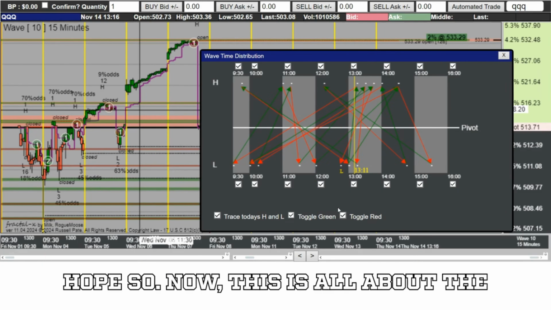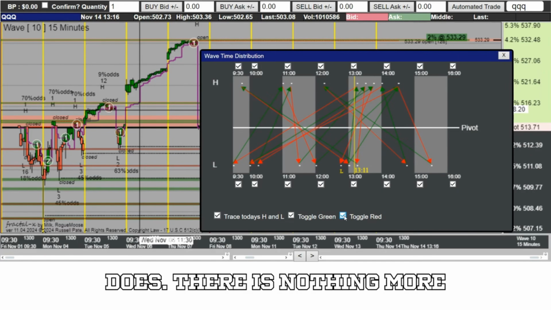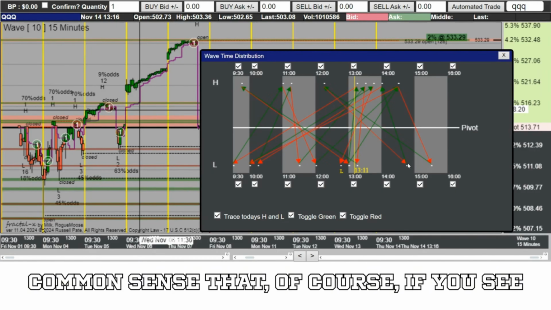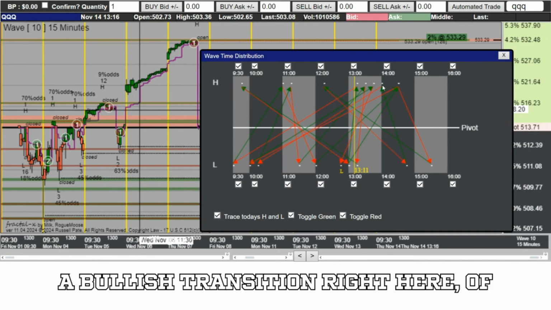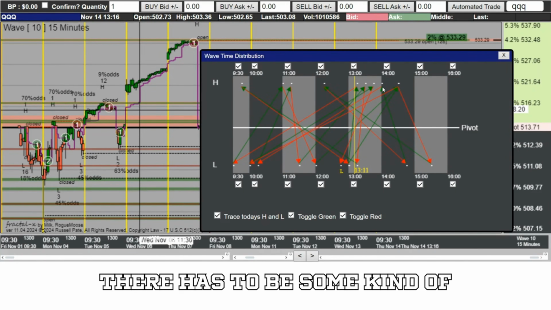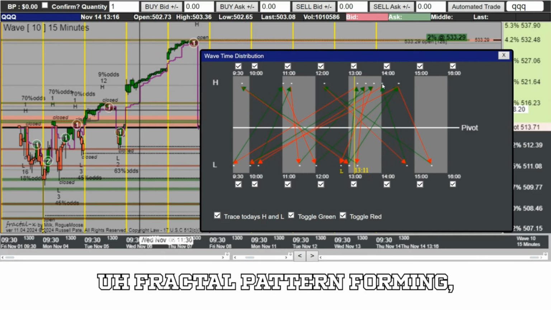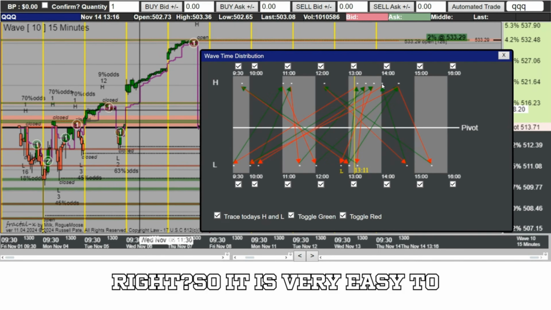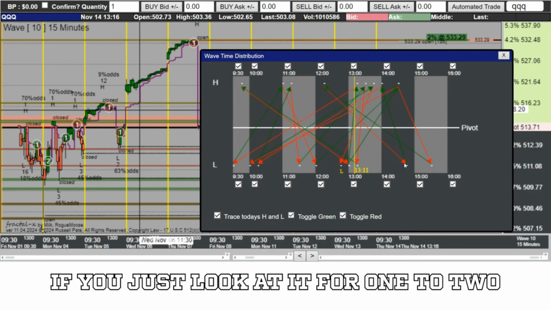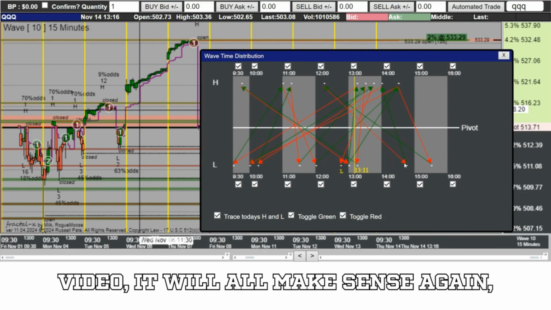Now this is all about the wave time distribution. That is all it does. There is nothing more complicated about that. It is pretty much common sense that, of course, if you see a bullish transition right here, you're going to see a bearish one too, right? Because the cycle has to end. There has to be some kind of fractal pattern forming, right? So it is very easy to understand what's going on here if you just look at it one or two more times, and if you rewatch this video, it will all make sense again.